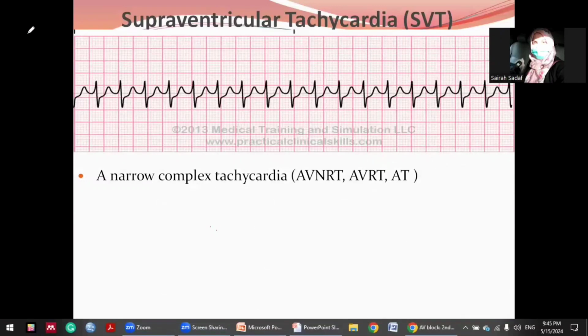Now about the P wave. You cannot see a P wave here. Sometimes the P wave is visible and sometimes it is not visible, because sometimes the P wave just merges in the QRS complex. Sometimes it appears as a pseudo S wave over here. Sometimes the P wave appears as a pseudo R wave over here. And sometimes it just merges with the QRS complex and you cannot see it.